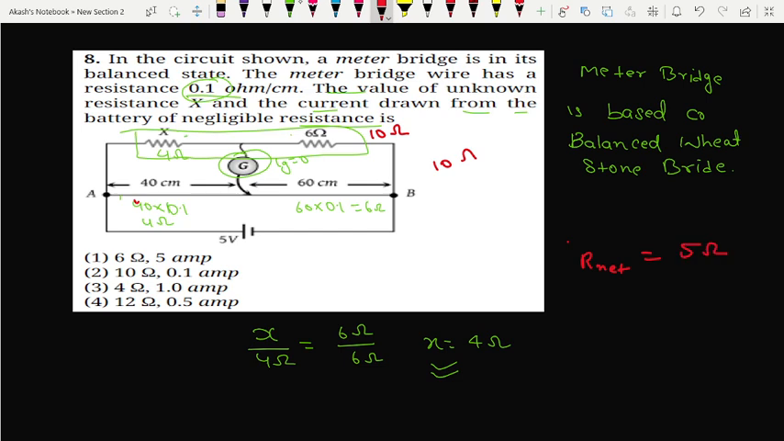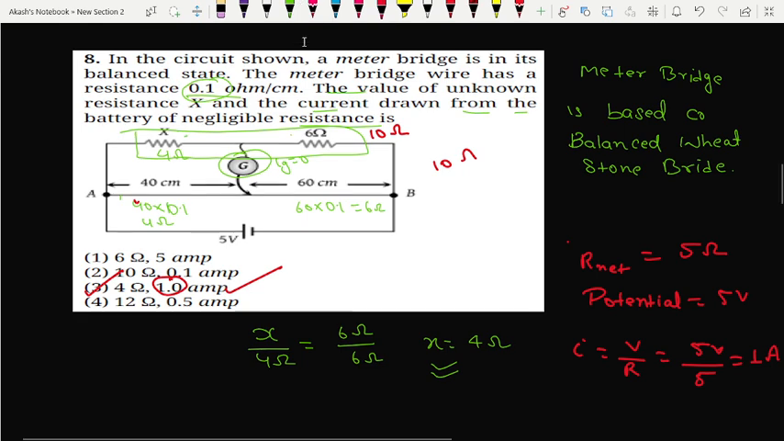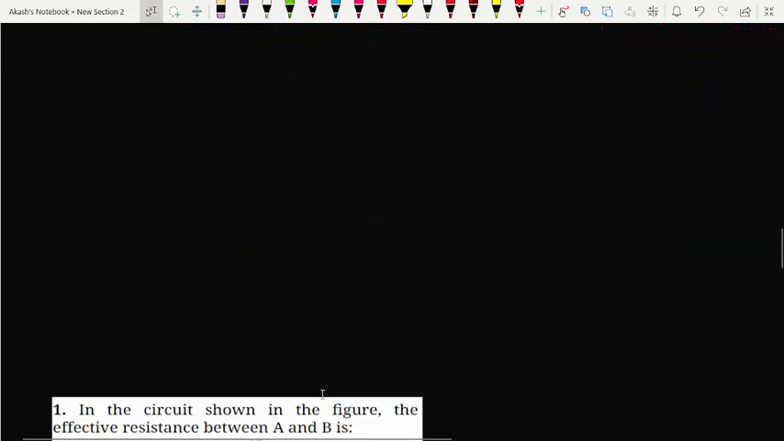The battery potential is 5 volt, given. The current is V upon R. V is 5 volt and R is 5 ohm, so the current is 1 ampere. The unknown resistance is 4 ohm and the current is 1 ampere. So option number 3. Now coming to the next question.